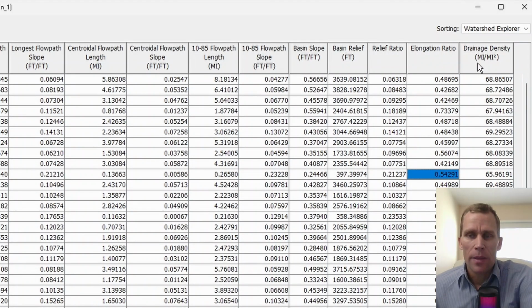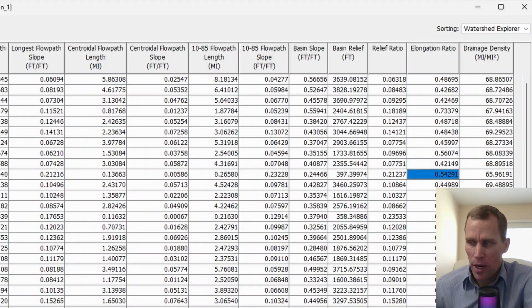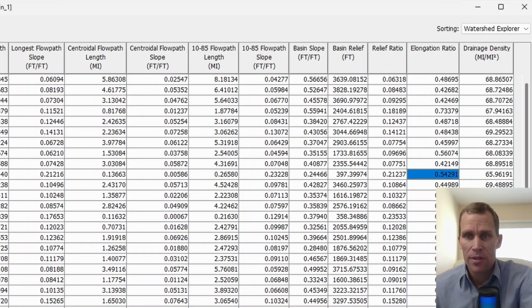The last column here is drainage density, and it is a metric used to describe the efficiency with which a subbasin is drained. It's equal to the total length of the stream channels in the subbasin divided by the area of the subbasin. So the higher the number here, basically the faster that the drainage will occur in that subbasin.